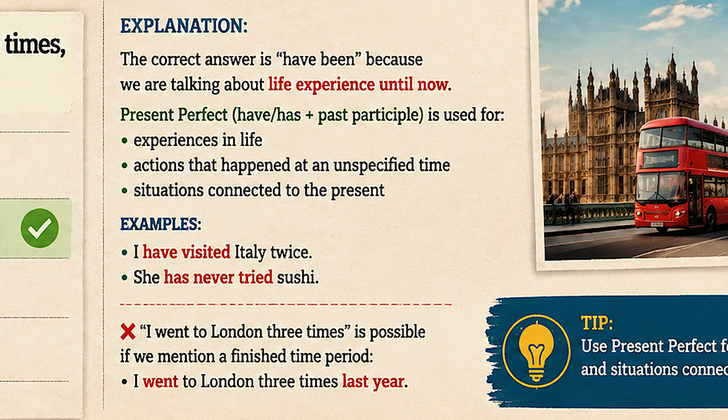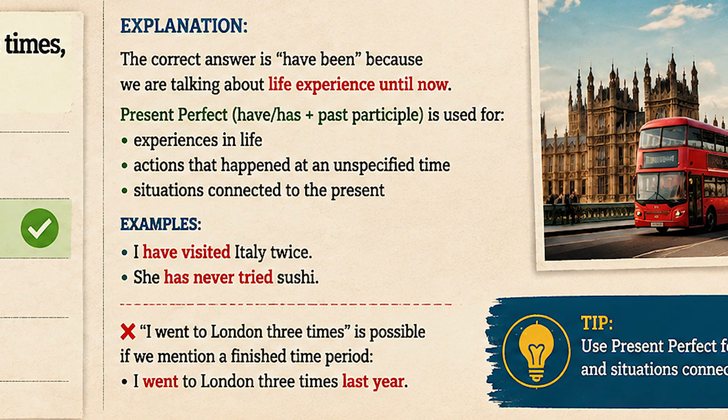Let's have another example. She has never tried sushi. This means that until now, sushi is not part of her life experience. She has not tried it yet. And by the way, you don't mention a specific time. Okay, as I said, you just focus on the experience. She has never tried sushi. This means that until now, sushi is not part of her life experience.